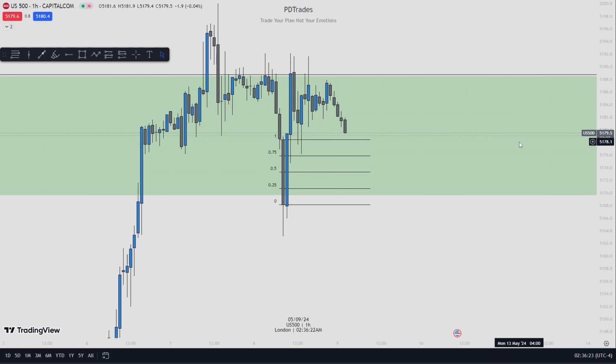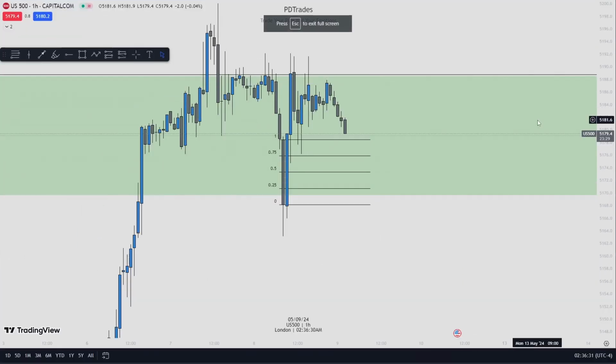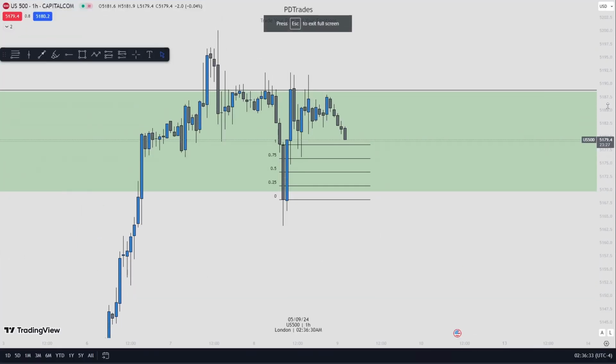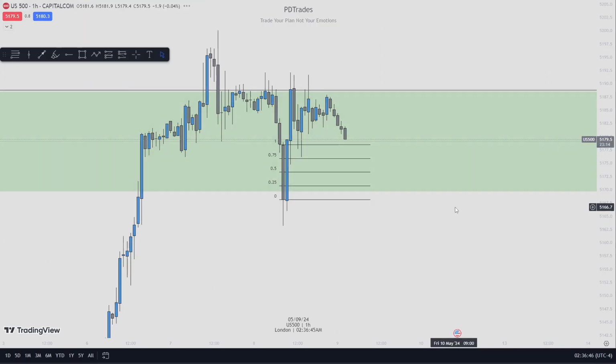And remember, this is my personal opinion. I'm not going to say, hey, go and buy or go and sell. No, this is just my personal opinion of what price might do. You understand? So let me go and check US 100, which is Nasdaq.